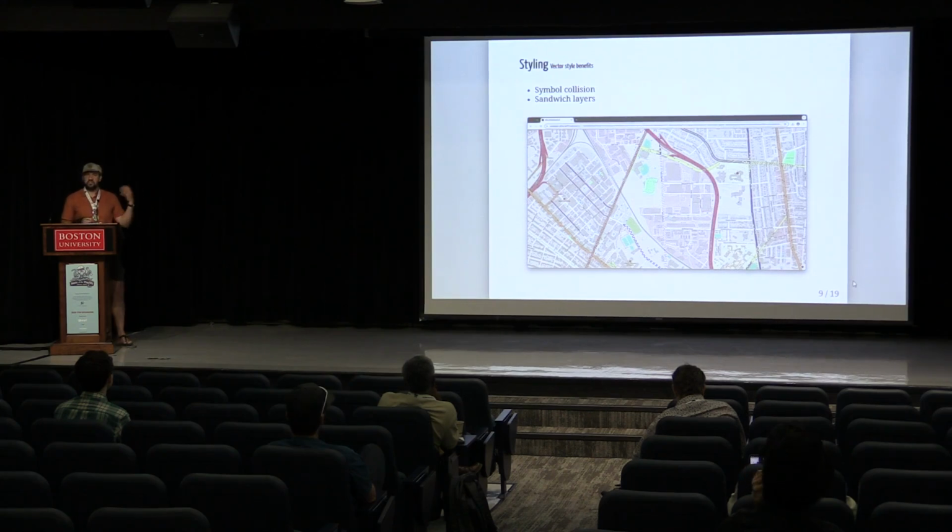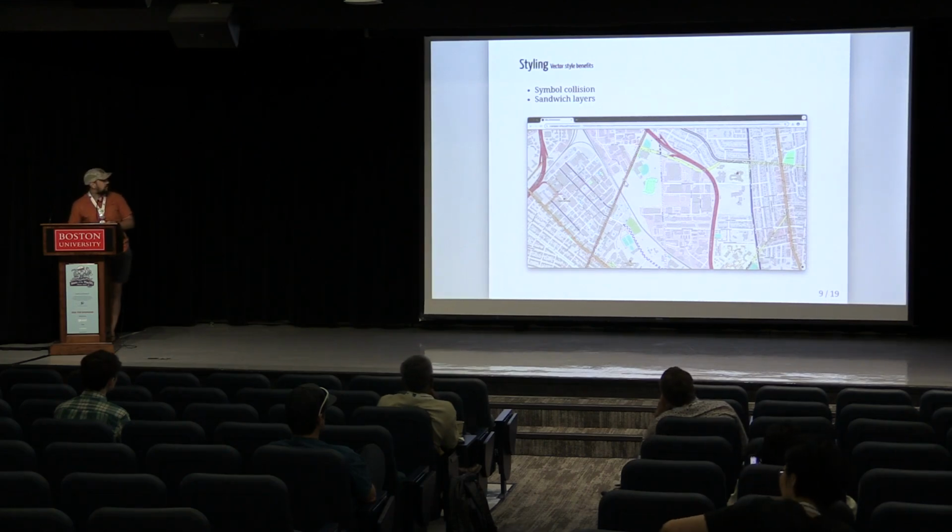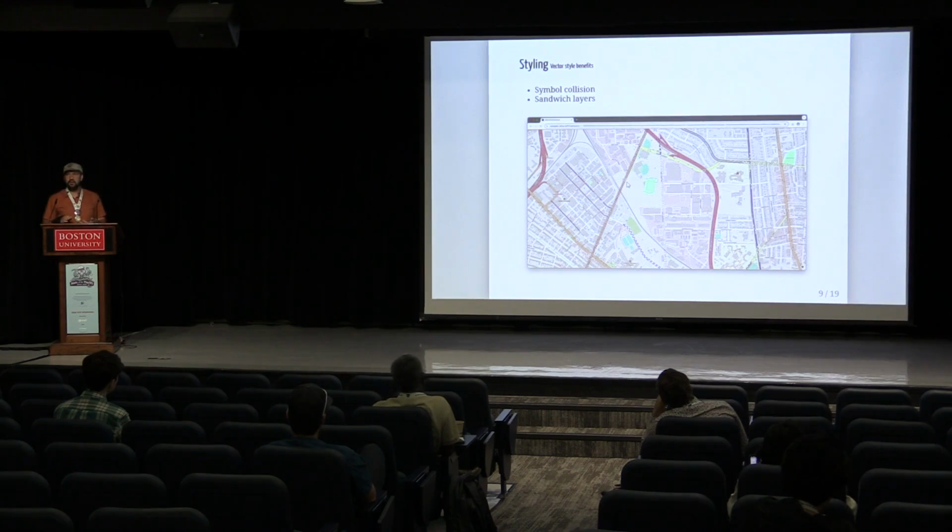Because MapLibre does client-side symbol collision, those base map elements that conflict with the data you're trying to add will go away, allowing you to make a less cluttered map. And similarly, you can sandwich layers. It's not very clear here, but the road labels, and you can maybe see the ref box a little better here, are above the bike lane data that I've added to the map. So you don't obscure things like the name of a road with the data you're adding.